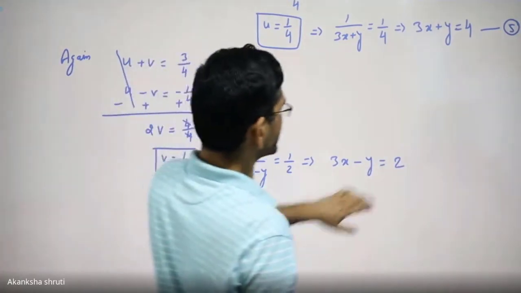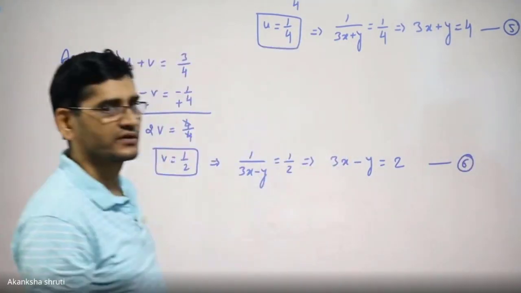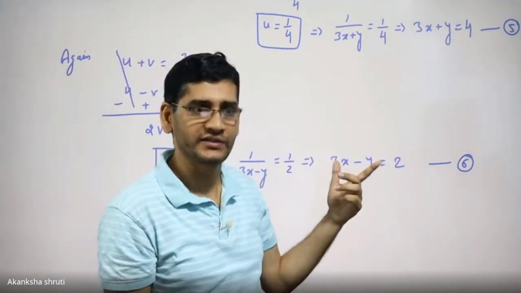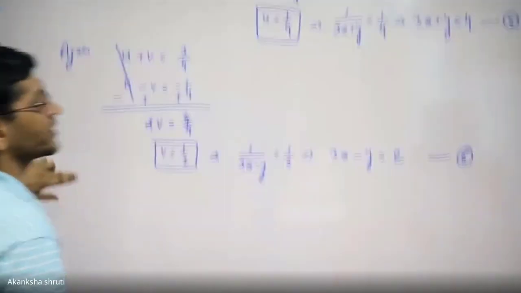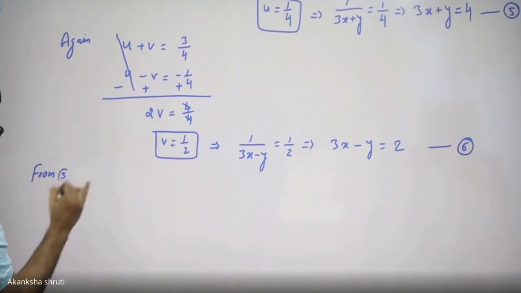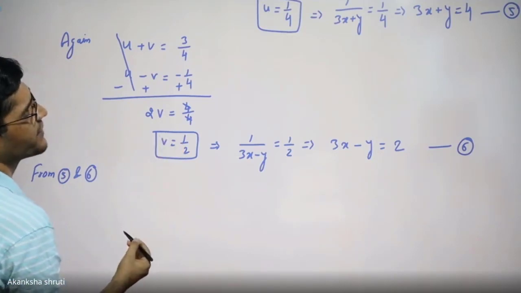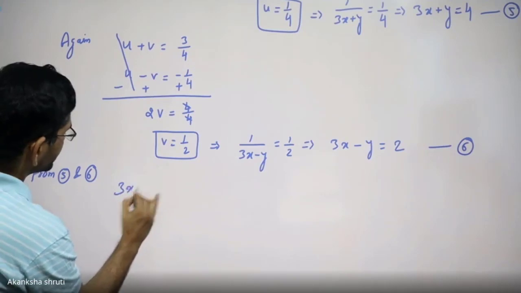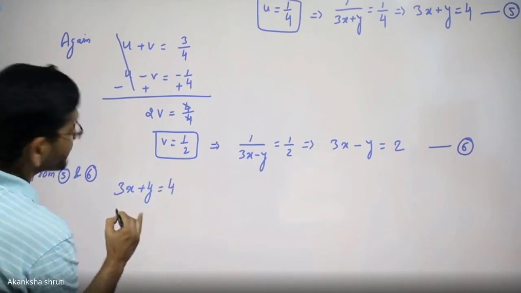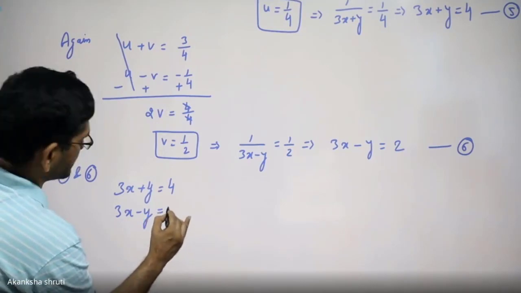Student, very interesting thing. Observe your equation 5. Consider this as equation 6. Now again we have to solve equation 5 and equation 6 for calculating the values of x and y. From 5 and 6, just rewrite it so that elimination can be applied very conveniently. The equation 5 is 3x plus y is equal to 4. The equation 6 is 3x minus y is equal to 2.